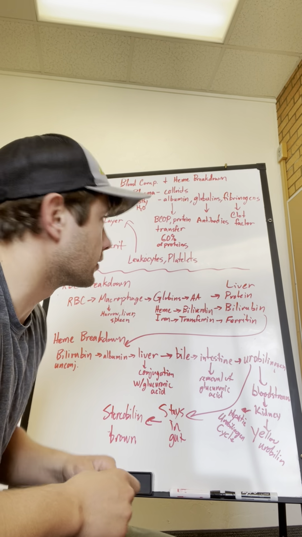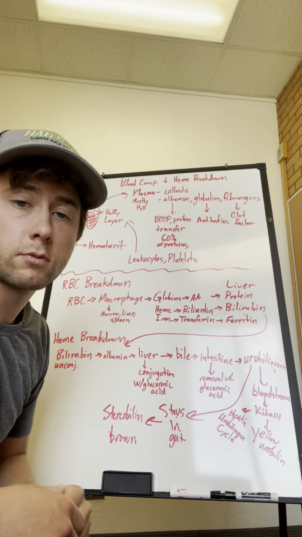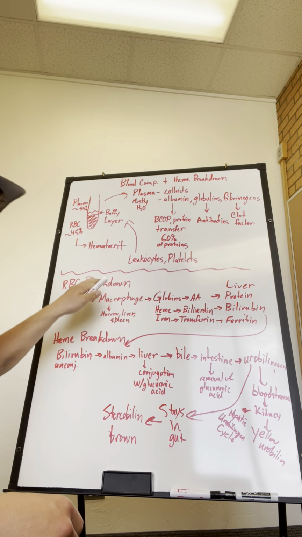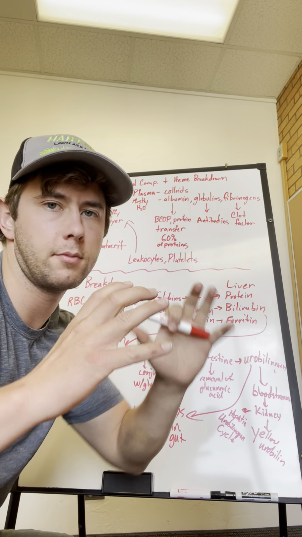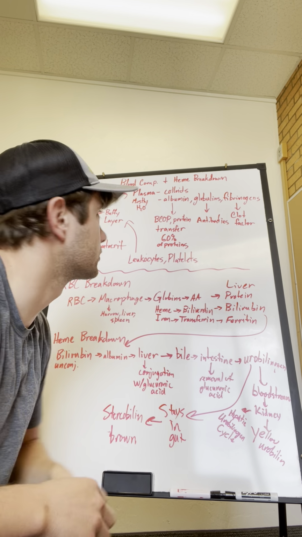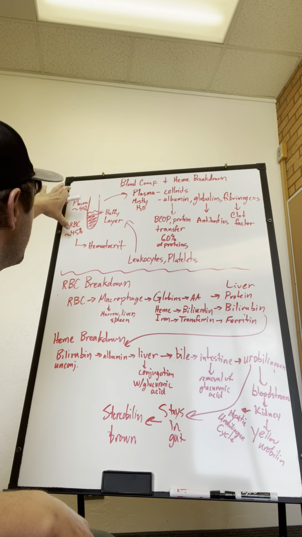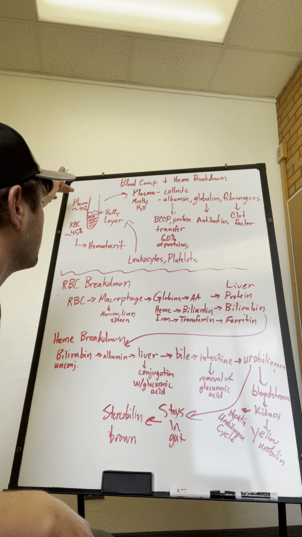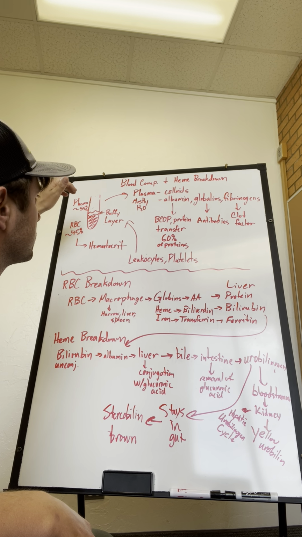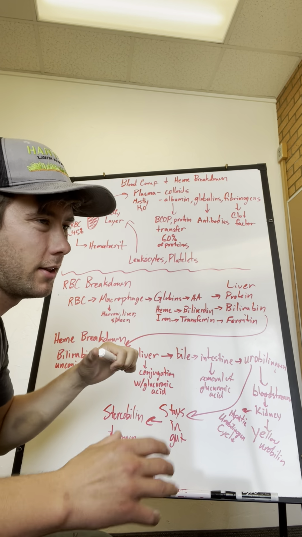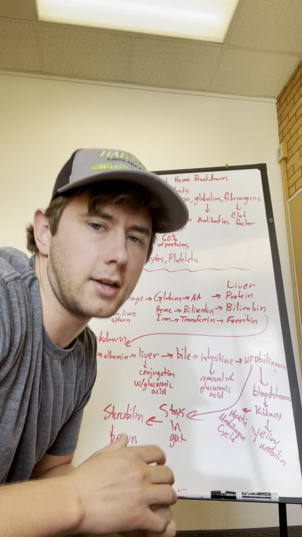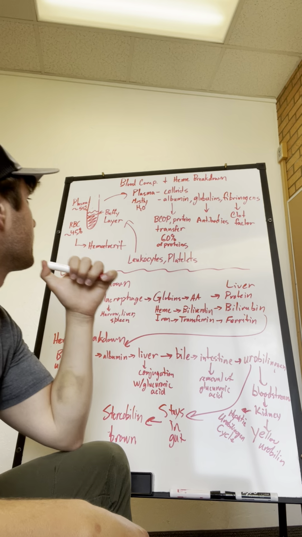Hey, today I wanted to go over blood composition as well as heme breakdown and red blood cell breakdown. But to start off, let's talk about how blood is composed. Within blood, you're going to have mostly a lot of plasma, a lot of red blood cells, and a little bit of a buffy layer, and that's your leukocytes as well as your platelets.